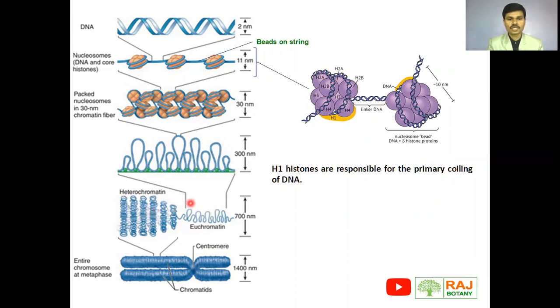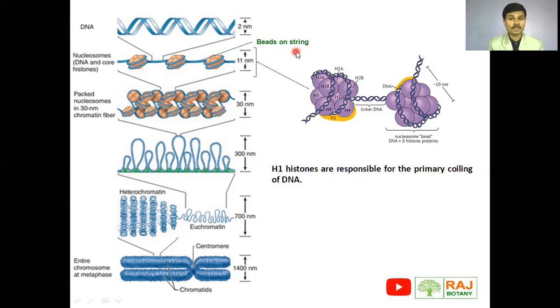And if we focus more on this particular region, here we can see such loops, and these loops are arranged or attached to a structure called a scaffold. And if you take a small portion of this loop, then we can see a structure where the nucleosome is packed in a 30 nanometer chromatin fiber. And these nucleosomes, if you unwind them more, appear like beads on a string.